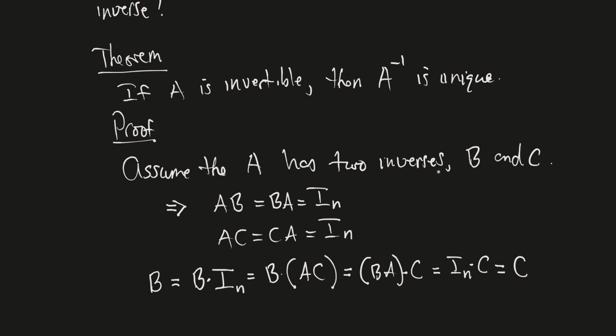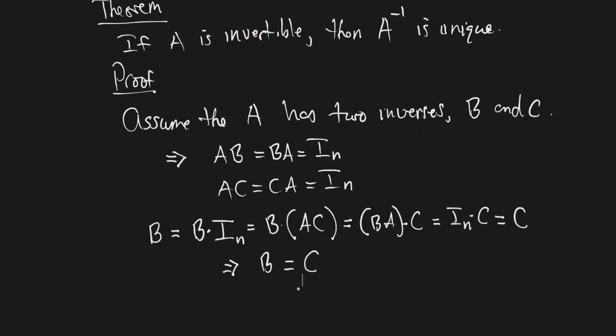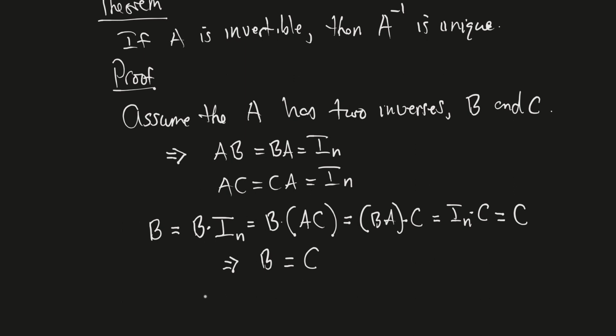So this shows that you can't have more than two. That's essentially what this proof is showing: if you think you have more than two, then they in fact have to be the same. So this implies that B is equal to C, and hence the inverse of A is unique, right? A inverse is in fact unique. So that's our QED.